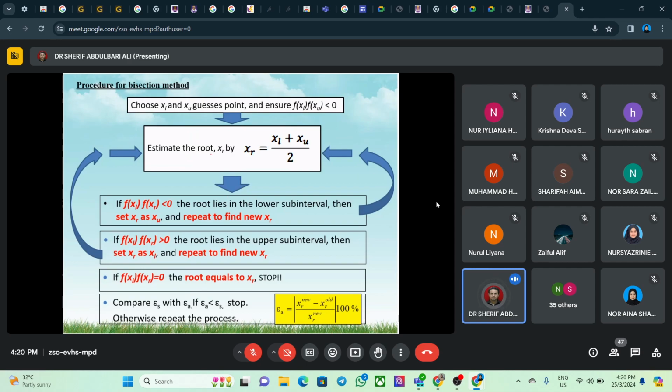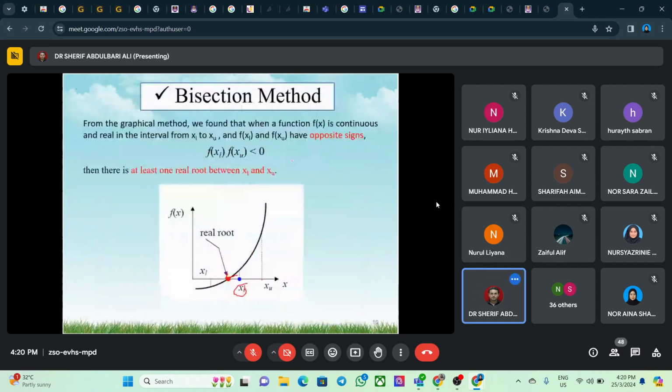Here, in the first step, you are going to calculate a new value of xr. How do we get the value of xr? Remember that xr is a value between x lower and x upper. It's exactly in the middle. So it's equal to the initial value of x lower plus the initial value of x upper, over 2. That's why you're going to get this blue dot here, which we call xr.